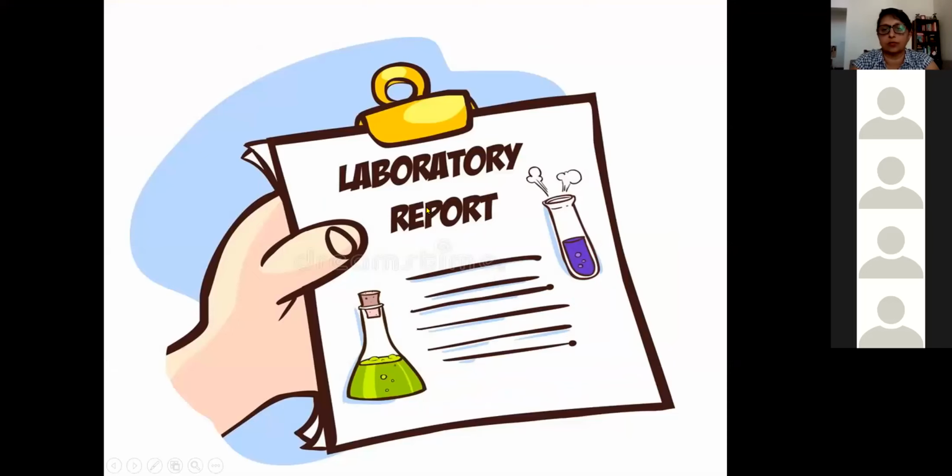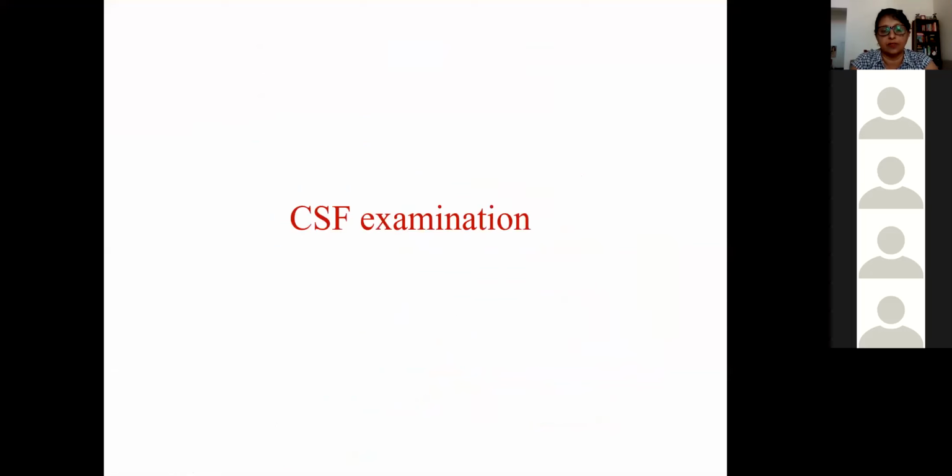Laboratory reports. You will be given some reports. You have to analyze the report and answer certain questions. This is one of the questions for your practical exam. So first we will be taking one CSF examination report.